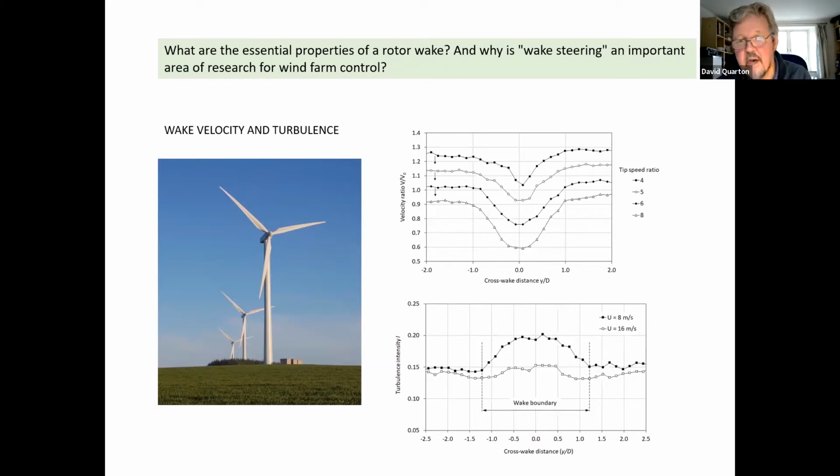So you see there in that graphic, at the lower wind speed where the thrust coefficient is higher, the turbulence intensity is higher. And then as the wind speed increases, the turbulence intensity goes down. The turbulence in the wake is really important from the point of view of the fatigue loading on the downstream turbine. So we need to understand how that turbulence develops as the wake moves downstream from the rotor.